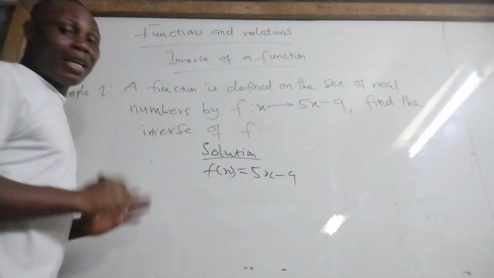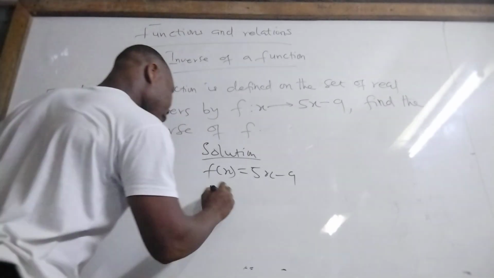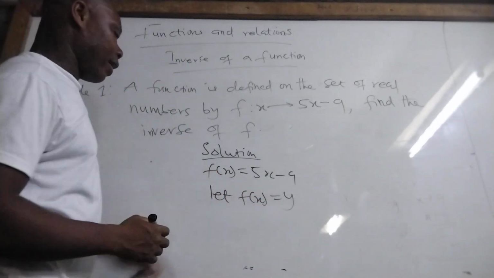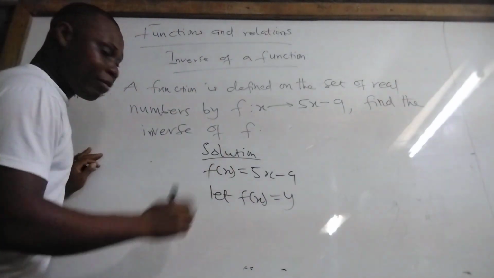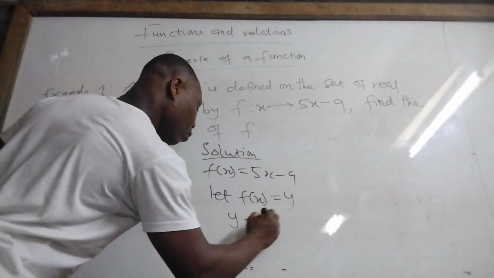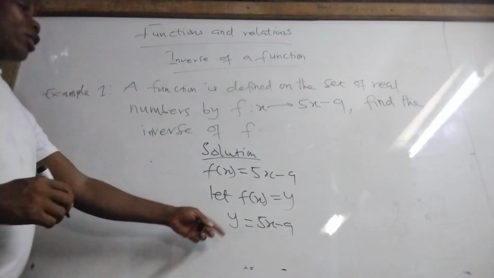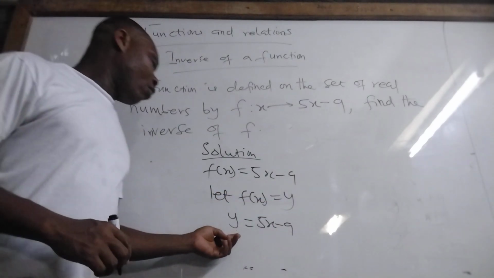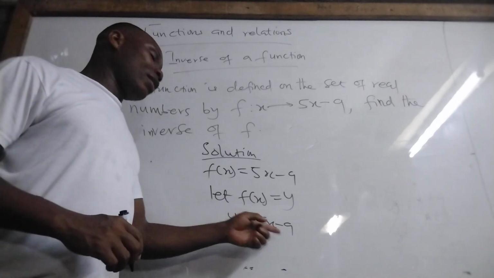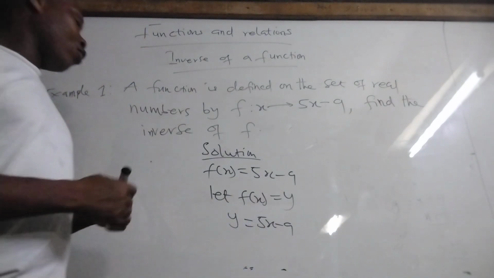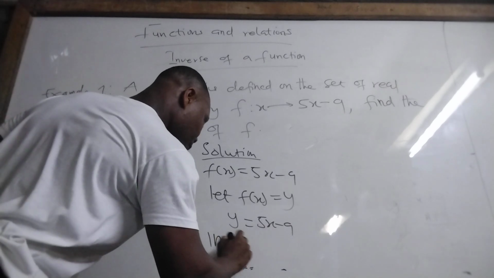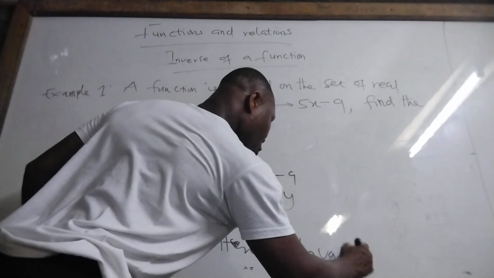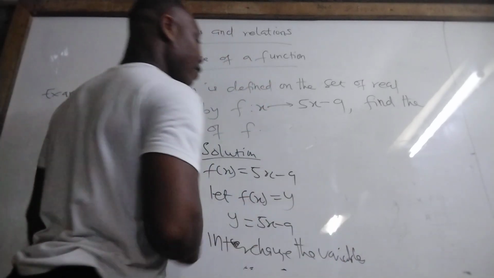So the first step to find the inverse of the function is that we are going to let f of x be equal to y. Now if f of x is equal to y, you agree with me that we are going to get y is equal to 5x minus 9. So if now we have y equals 5x minus 9, the next step is that we are going to interchange the variables.